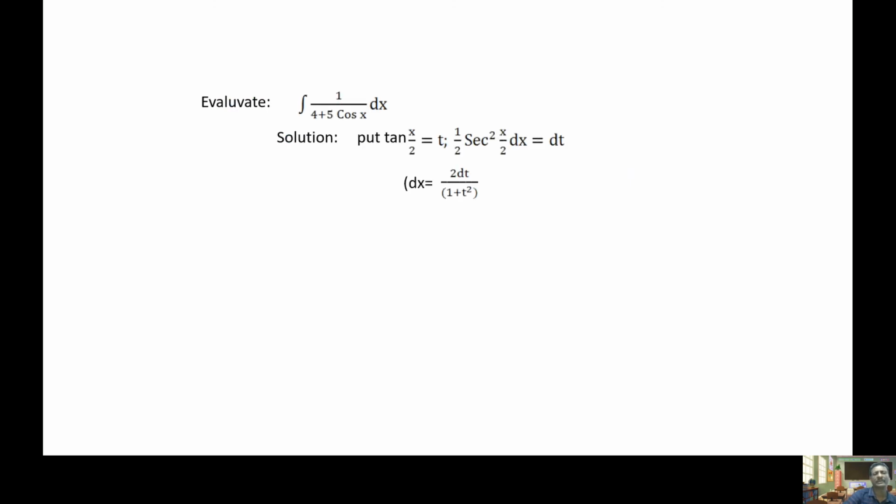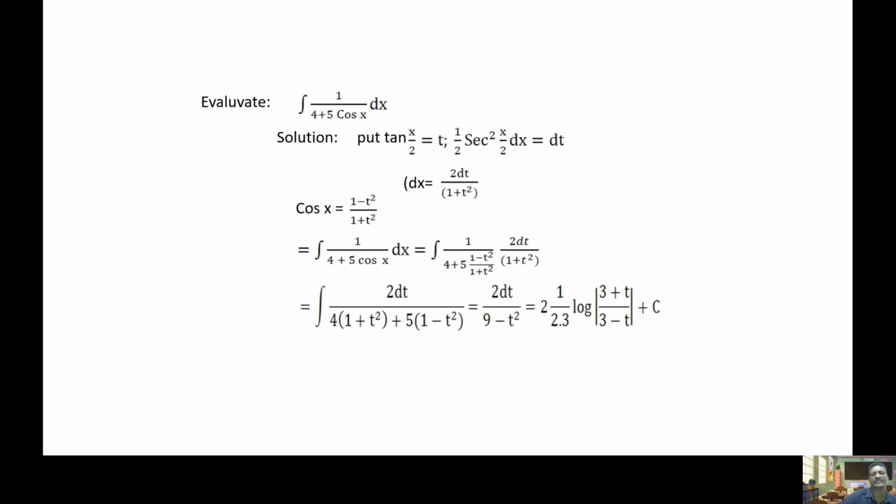Evaluate the integral of dx by 4 plus 5 cos x. So substitute t equal to tan x by 2. Instead of dx, we write 2 dt by 1 plus t squared, and 4 plus 5 cos x has cos x as 1 minus t squared by 1 plus t squared. Simplifying, we get the integral of dt by 9 minus t squared.